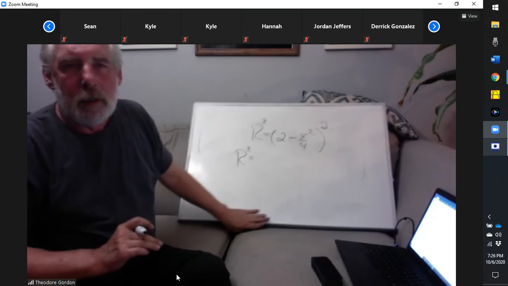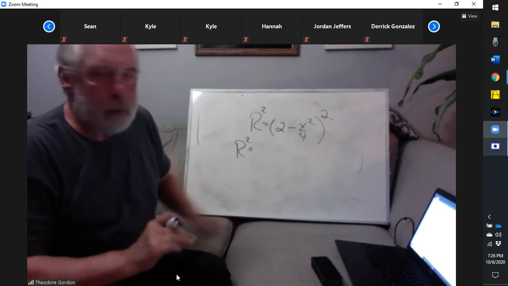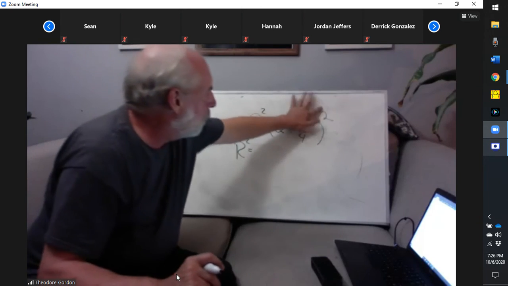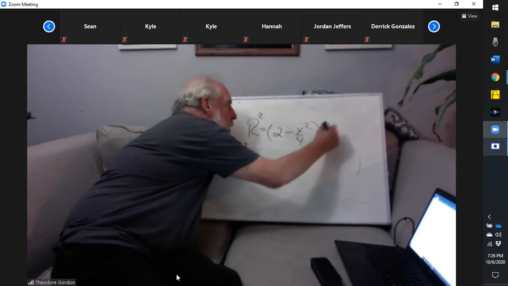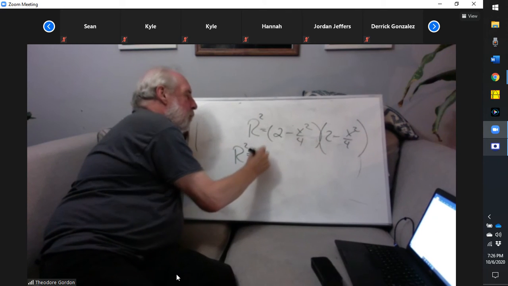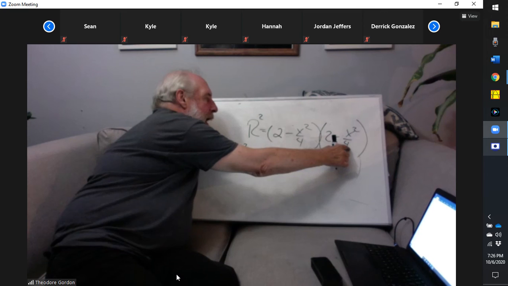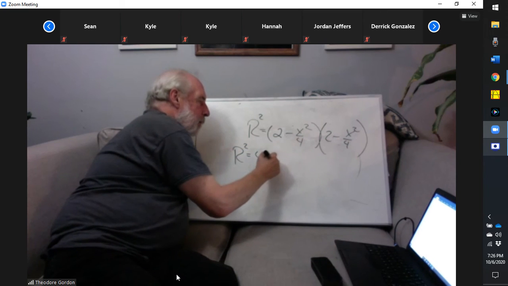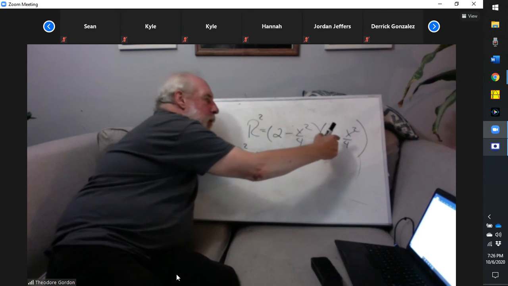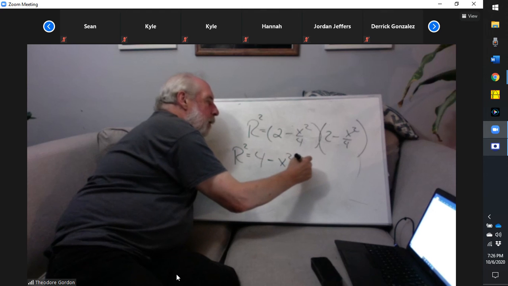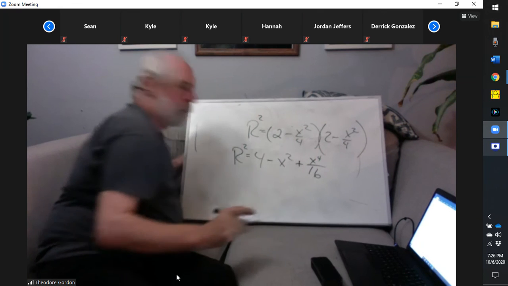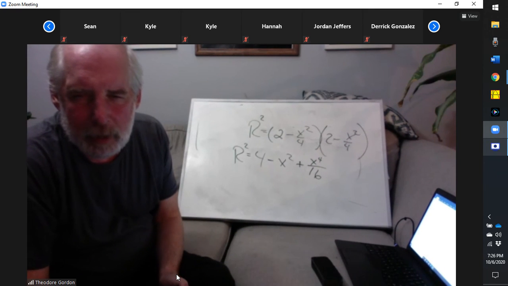All right, could we follow through with the rest of it, or a couple more steps? The FOIL part? Yeah. Like that. So 2 times 2 is 4. 2 times a fourth is a half. 2 times a fourth is a half. So we get negative x squared. And negative x squared over 4 times negative x squared over 4 gives me positive, 4 times 4 is 16, x squared times x squared is x to the 4th. So that's where that part came from.